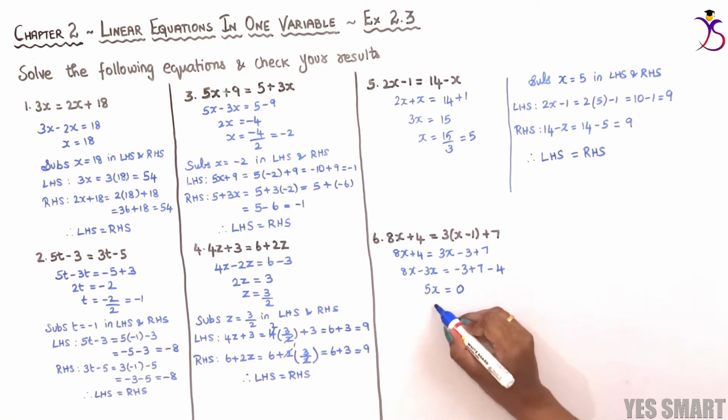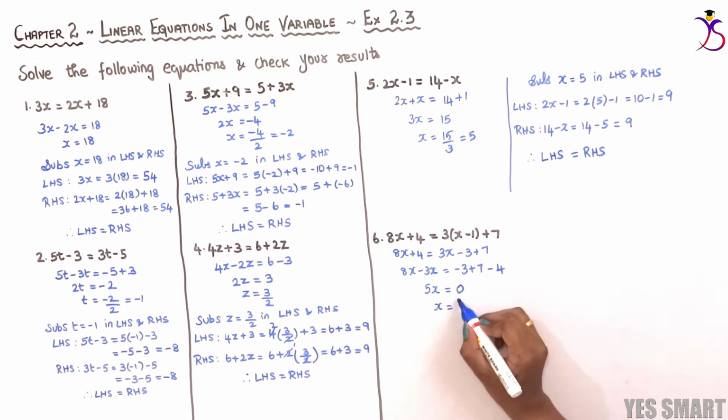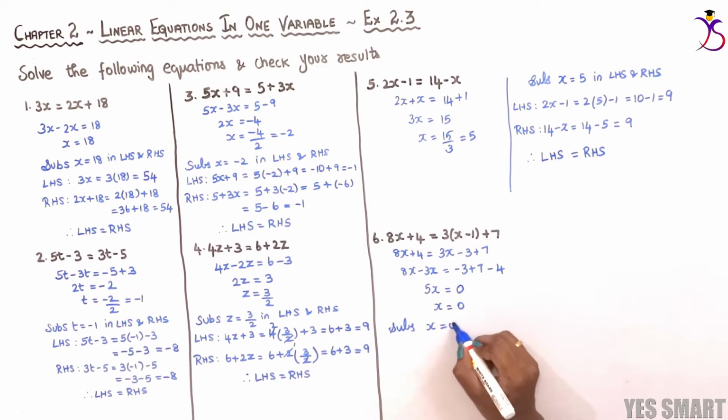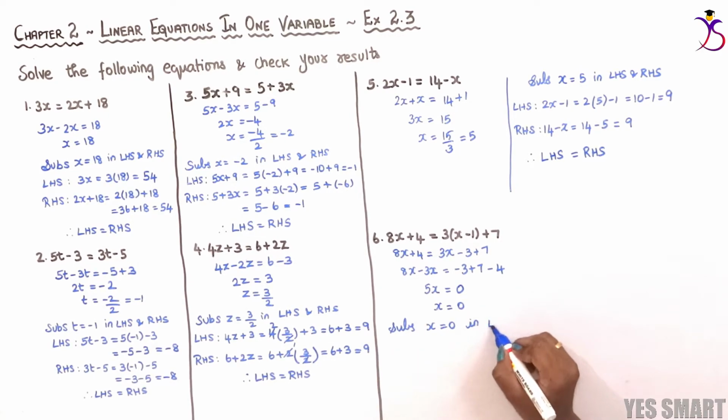Now when you transpose this 5 to the right hand side, it becomes division. So 0 by 5 is 0. Now let's substitute and verify. Substitute x is equal to 0 in LHS and RHS.